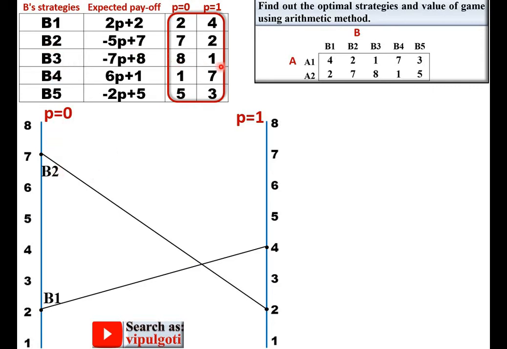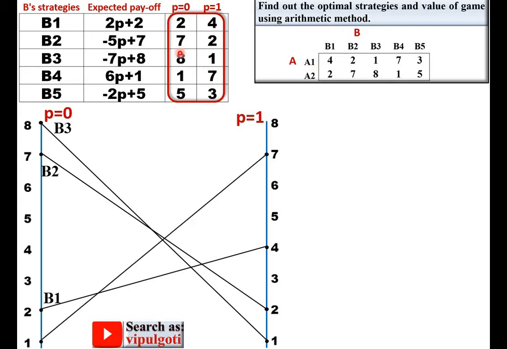Next, 8 and 1. So 8 is here, and next 1 is here. Join these 2 points, and that represents the B3 strategy. Next, for the B4 strategy, 1 and 7. So here it is 1 and here it is 7. Join these 2 points and that is the B4 strategy.